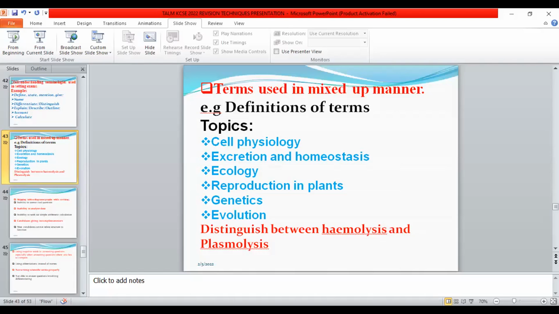This area is normally tested in the following topics, whereby it has been observed that we teachers probably have not been able to instill a lot of content in our learners as a result of how we teach. Topic on cell physiology. If you look at the past papers, you'll find that there are certain questions that have always been repeated year in, year out. For example, on the definition on distinguishing between hemolysis and plasmolysis.